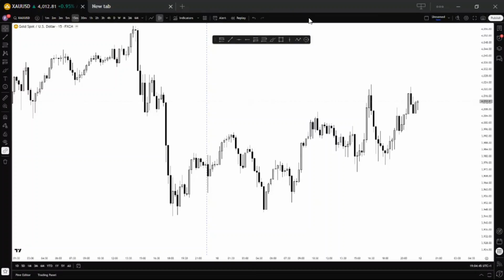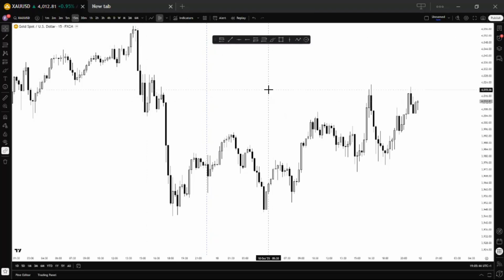Now, basically today I'm going to be showing you how to backtest properly. I'm going to be showing you how to use the TradingView backtest tool from your premium TradingView subscription, and how you can backtest effectively to improve your trading and also help you gain confidence in your strategy.